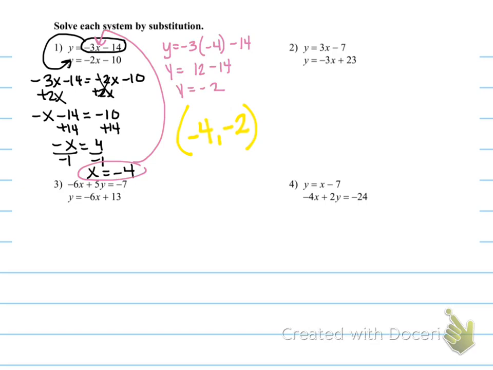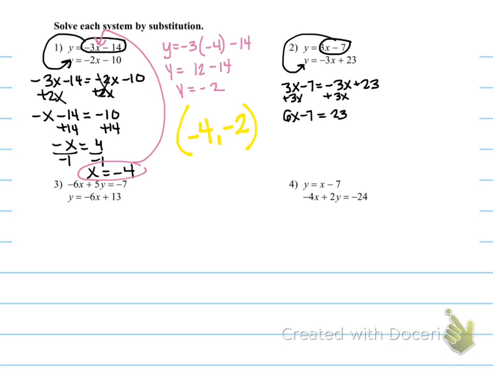Okay, number 2 is the same process. They're both set equal to y. So take what y equals and put it in your other equation. So I've got 3x minus 7 equals negative 3x plus 23. So again, now we just got to solve for x. Whether you move the 3x or the negative 3x, it doesn't matter. So I'm going to go plus 3x plus 3x. So that gets us 6x minus 7 equals 23.